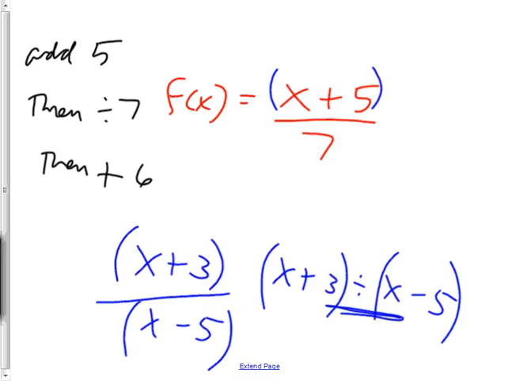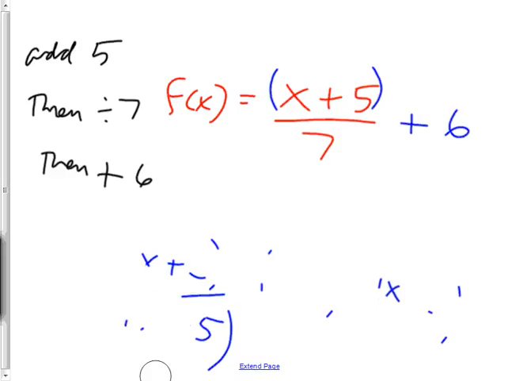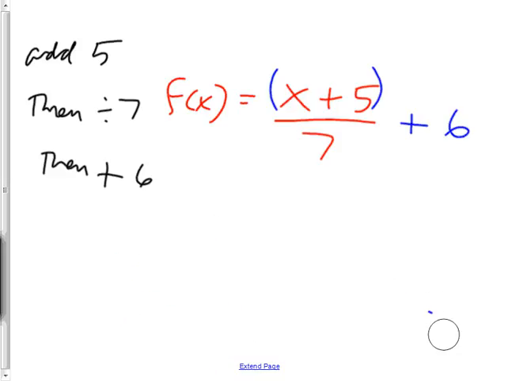Okay, good enough. And then add 6 at the end, plus 6. That would force me to do it in the right order. So just double check yourself. I know everybody's going to have a plus 5, a divide by 7, and a plus 6 in their answer. So don't just slap this together. This is an easy type of problem.